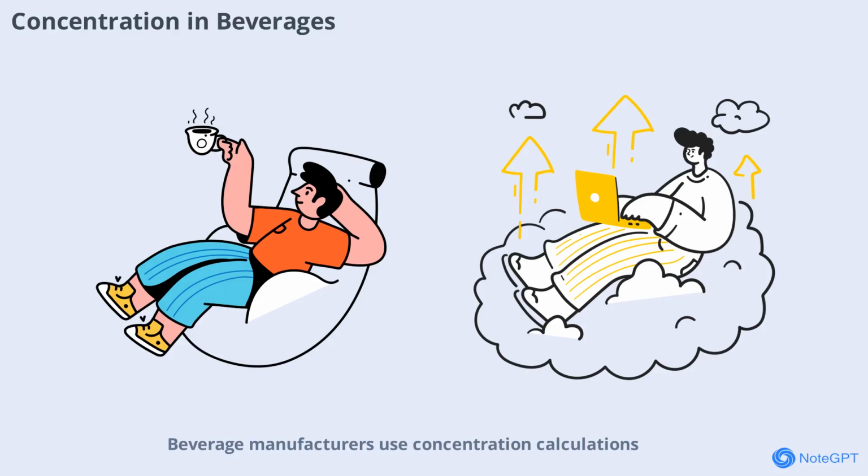Beverage manufacturers use concentration calculations to create consistent flavors and strengths. Whether it's the caffeine in coffee or the alcohol in wine, precise concentrations ensure that every bottle or cup tastes the same and meets regulatory standards.